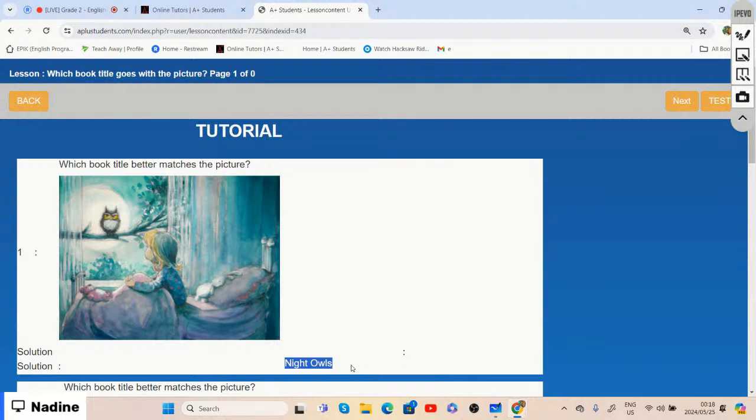So as much as it's a night owl, yes, I know that. But if you look at the picture, do you think the story would still be the same? All right. So yes, we can say that it is Night Owls, right? And it's as if the owl is looking directly into her window.